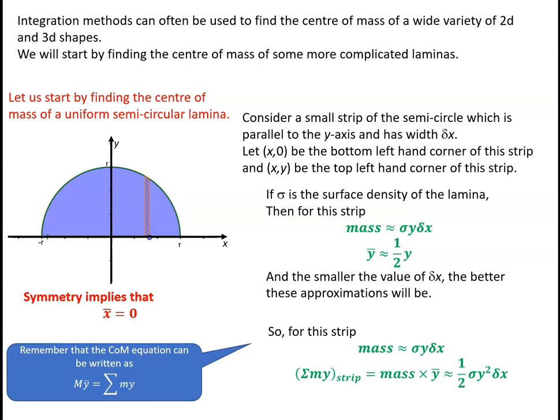So, for this strip, the mass is approximately sigma y delta x, and the sum of the my's for this strip is the mass of the strip times the y-coordinate of the centre of mass of the strip, so that is approximately a half y times sigma y delta x, in other words a half sigma y squared delta x.